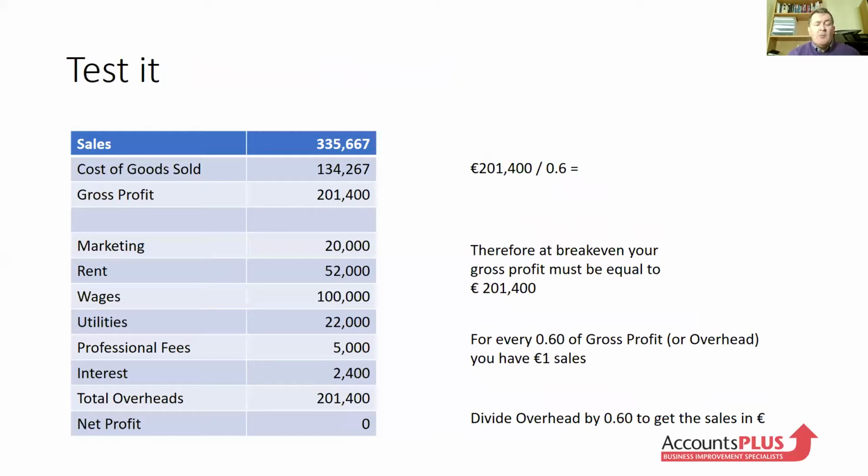We can test that by just slotting the figure back into the model. So if we put in 335,667 and we take 40% of that as our cost of sales, that's going to be 134,267. When we take that 134 away from the 335, we're left with 201,400. That's the exact same figure as the overheads we've got down below. So when our gross profit is equal to our total overheads, that's our break-even point. So again, for every 60 cents of gross profit, we're going to have €1 of sales. So we divide our overheads by the 60 cents to determine the amount of sales we need.